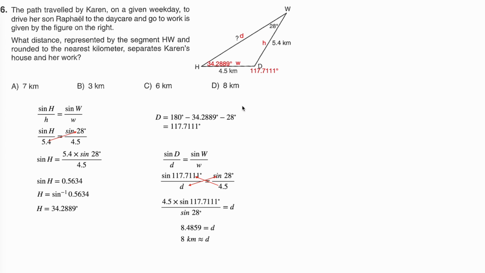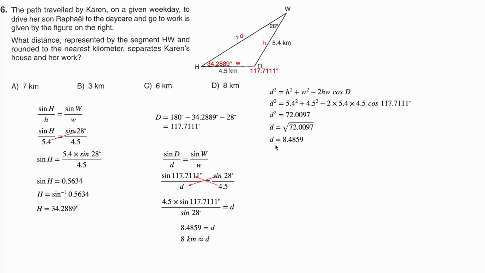You could also do this using the cosine law. If we get to this point, we have angle D is 117.711. We can say D squared is equal to H squared plus W squared minus 2H times W times cos of D, which means D squared is equal to 5.4 squared plus 4.5 squared, take away 2 times 5.4 times 4.5 times the cosine of angle D, which is 117.711 degrees. Run that through the calculator. We get D squared is equal to 72.0097. Take the square root of that, and that gives us the same answer, 8.4859.